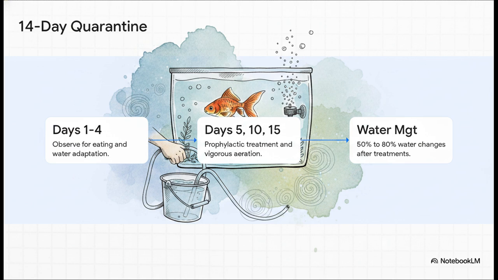The absolute most cost-effective way to manage this is biosecurity, specifically a professional 14-day quarantine protocol. When you get a new fish, you don't just drop it in your main tank. You place it in a separate hospital tank. Days 1 through 4, you're just observing, making sure it's eating and adapting. Days 5, 10, and 15, you hit it with targeted prophylactic treatments and vigorous aeration to knock out any stealthy parasites. And crucially, you pair this with aggressive water management, like 50 to 80% water changes to flush out toxins and bugs.